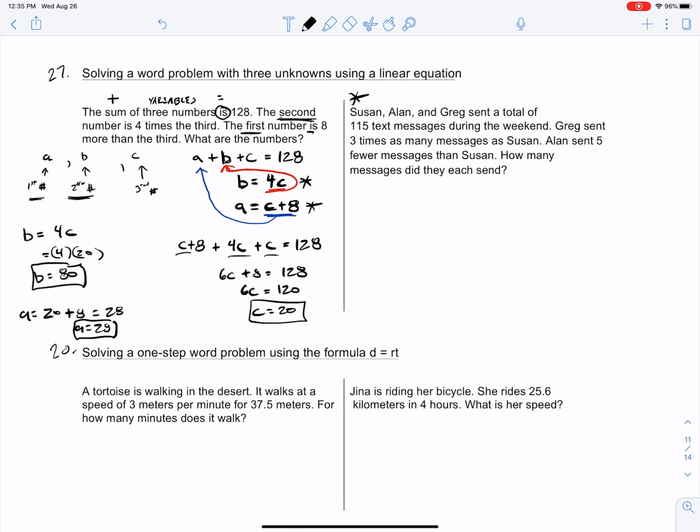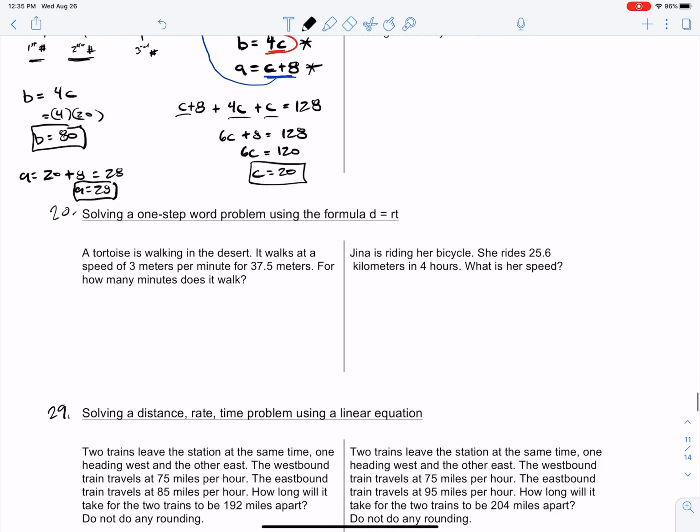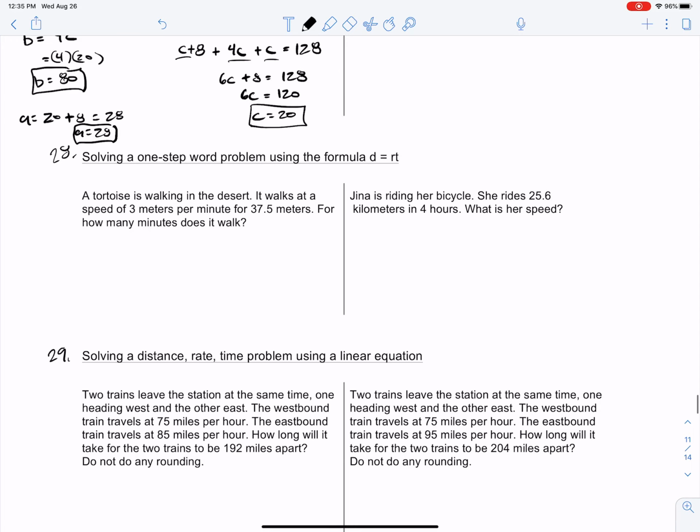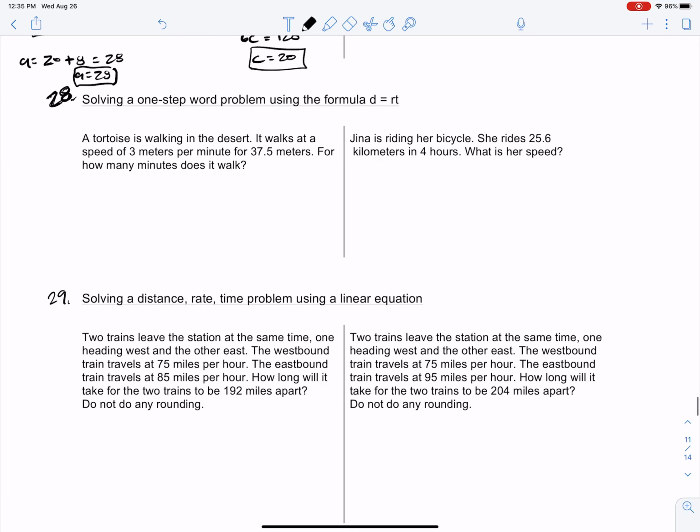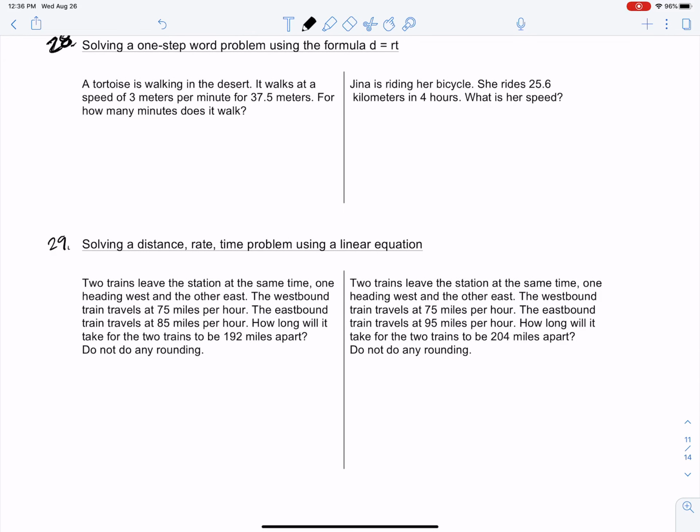Try the one on the right-hand side. Moving on to number 28. Looked like this said 20, but it's 28. Solving a one-step word problem using formula D equals RT.